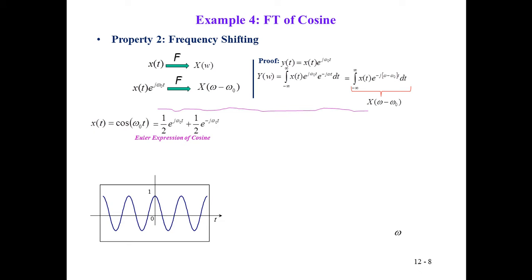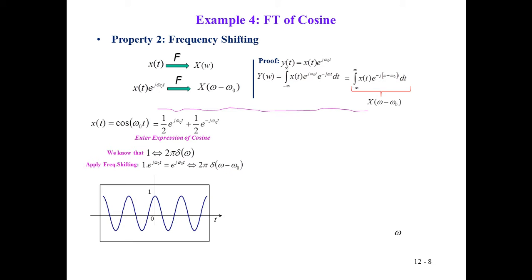However, we can still obtain its Fourier transform by the Euler expression. Remember, the Euler expression of cosine omega 0 t is given by this, which is 1/2 e to the power j omega 0 t plus 1/2 e to the power minus j omega 0 t. Okay, well, this sounds familiar, but now how?